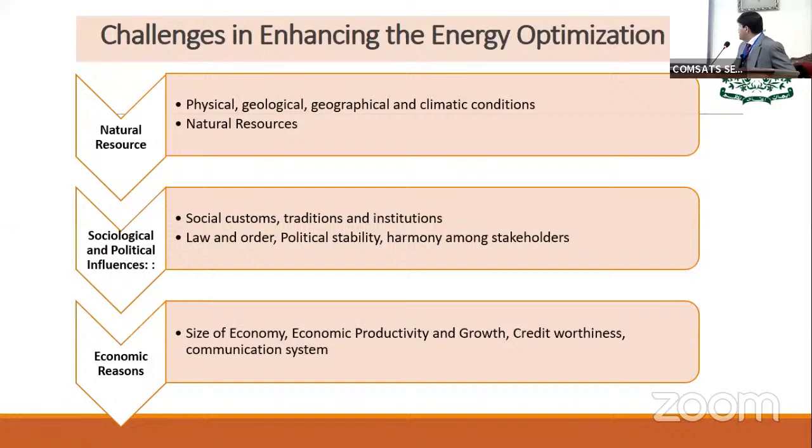Social and political influences, we foresee some kind of social impacts, but we have to change our mindset. We have to tailor our mechanisms. We have to think about innovations, and we need to bring harmony among all the stakeholders to switch over to optimization. There are certain economic reasons. Of course, we have to increase economic productivity. We have to compete in the world.